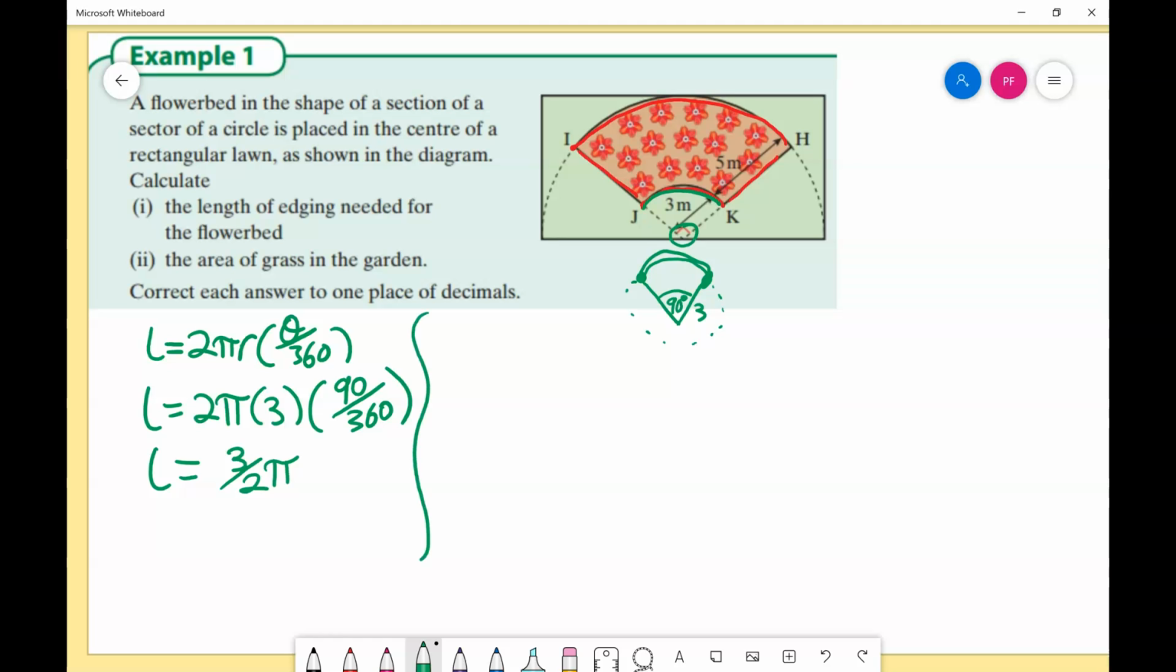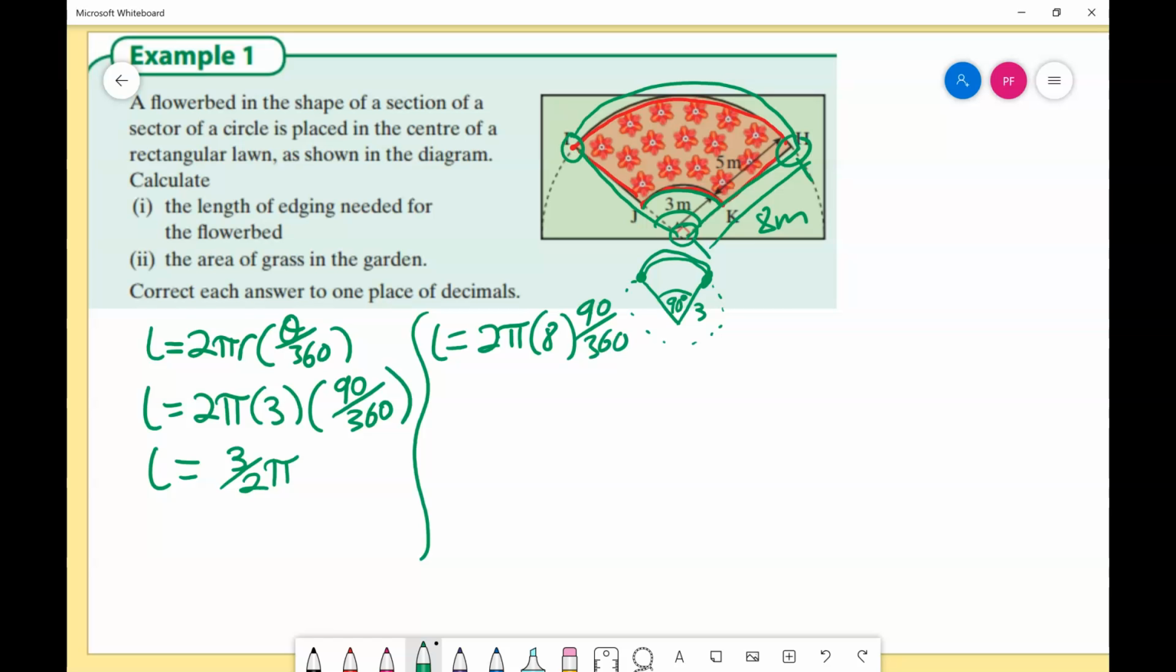Now we have to find our large arc length from here to here. So it's just a bigger sector. And we can see that our radius for that sector is going to be 8 meters, but our angle at the center is still the same. So L equals 2 pi, or in this case 8, and theta is still 90 over 360. So I've got 2 by pi by 8 by 90 over 360. And we get 4 pi. So there are my two arc lengths.